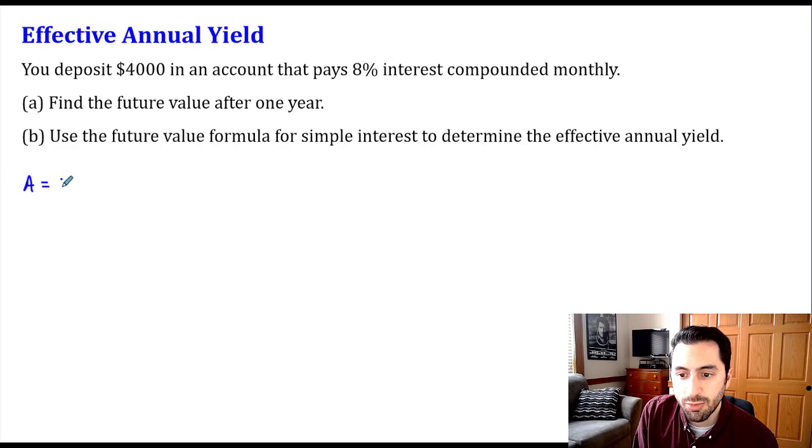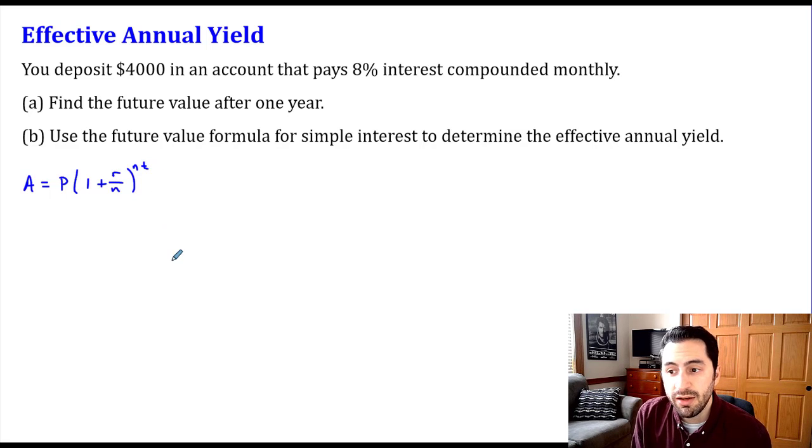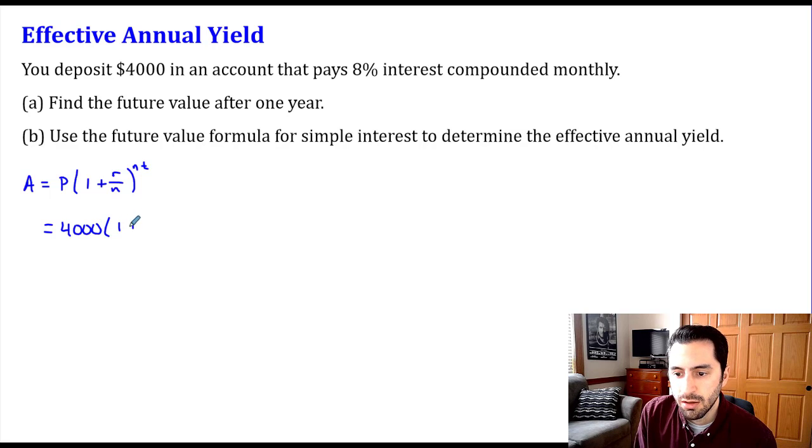So remember, that is our principal times 1 plus r over n raised to the nt power, and n is the number of times we compound in a year. So if we plug in what we know, our initial investment, our principal, is $4,000, times 1 plus our rate, which is 0.08, and since we're compounding monthly, n is going to be 12. And then in our exponent, n is 12 again. And we're only doing this for 1 year, so we'll multiply that by 1.